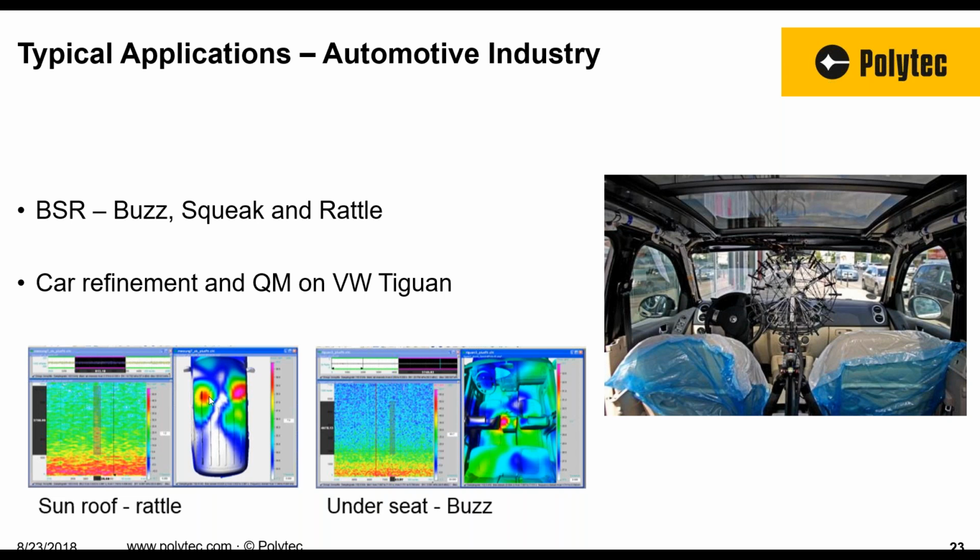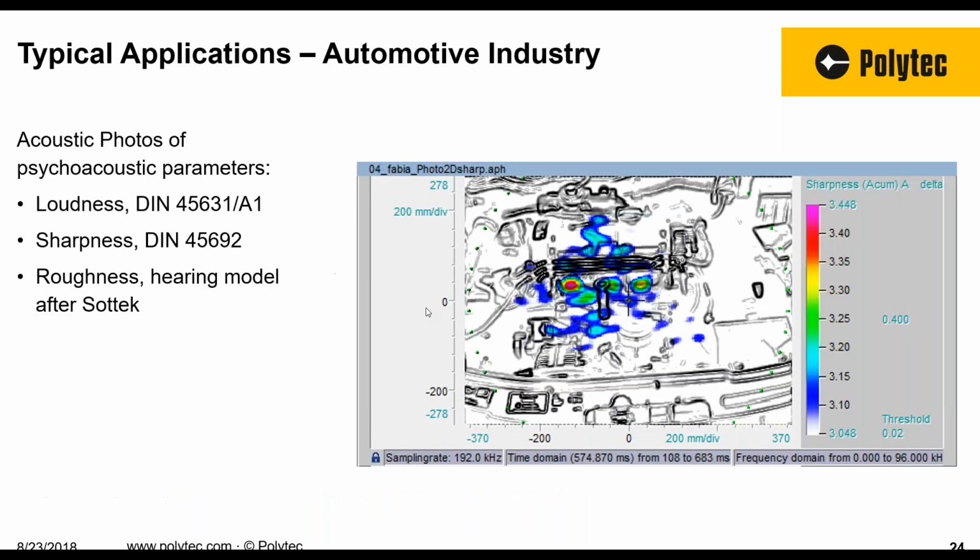Also, they had some noise coming from the sunroof. The sealing up here wasn't sealing correctly, and they got some rattle from the sunroof. And you can see that on the 3D image of this car right here and here, which represent the left and right side of the sunroof.